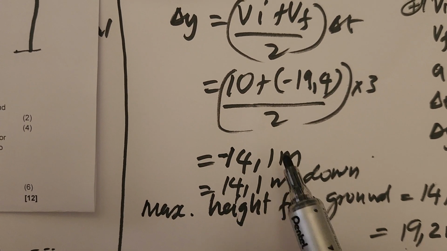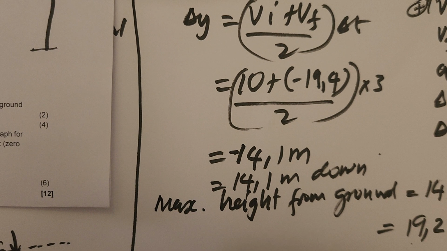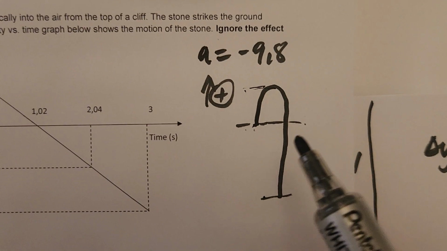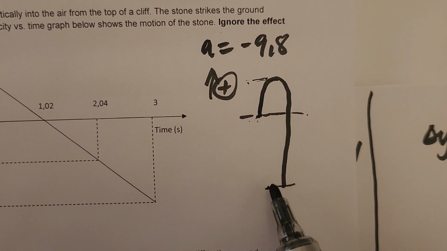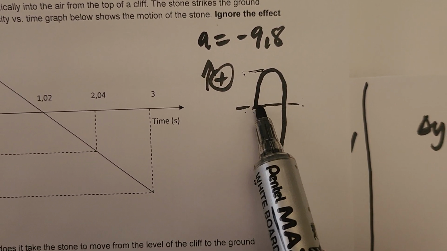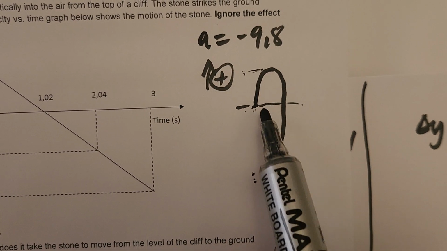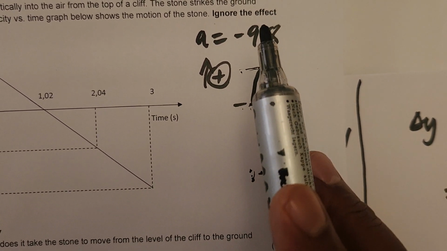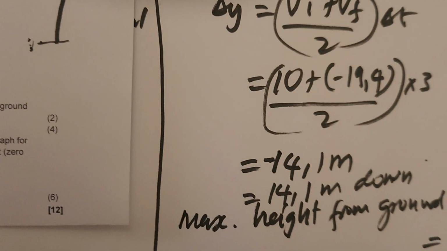So this will be negative. Negative meaning that we know that the delta y is downwards. So if the ball is released here, the final point will be here. So the height of the cliff will be from the initial to the final. That's why it's negative, because upward we said is positive according to our choice.